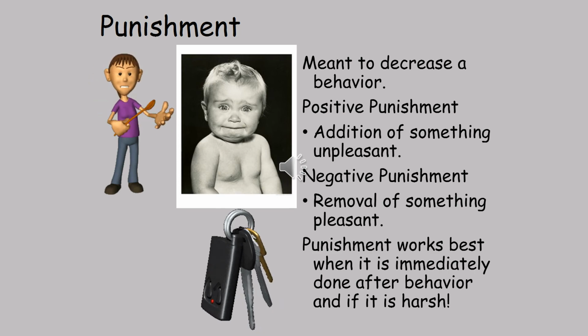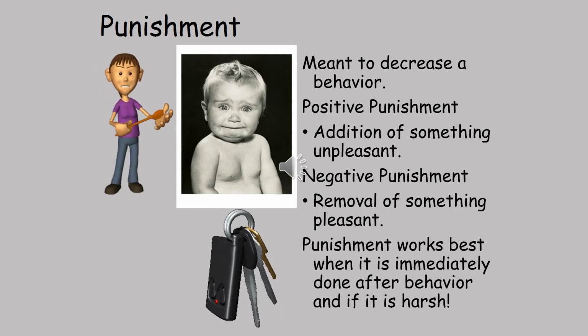Giving a child a detention in school would be positive punishment. You're adding something unpleasant, that time in detention, to stop a behavior. If you are speeding and you get a speeding ticket, that is a positive punishment. You're adding something unpleasant, that unwanted fine, to stop that behavior.